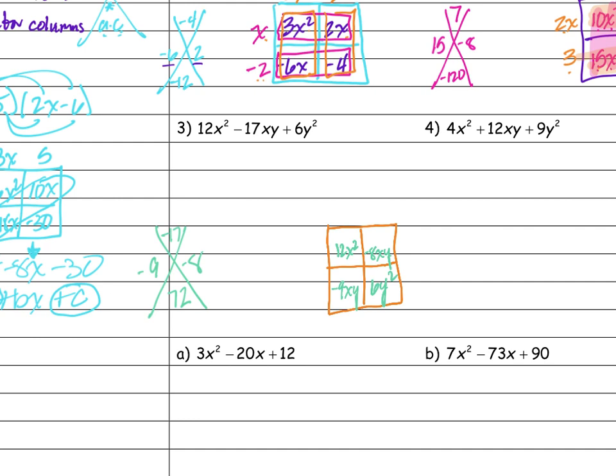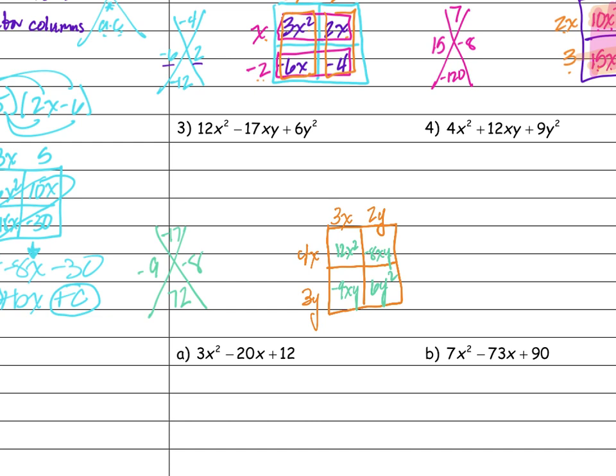So if I factor this, 12x squared and negative 8xy, 4x, and negative 9xy and 6y squared, 3y. 12x squared and negative 9x squared would be 3x. And 8xy and 6y squared should be 2y. Okay, I do have a problem with this.